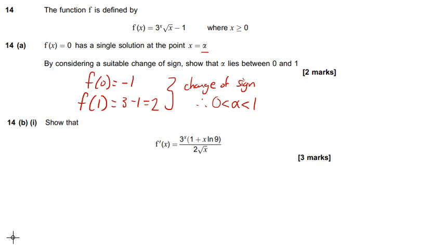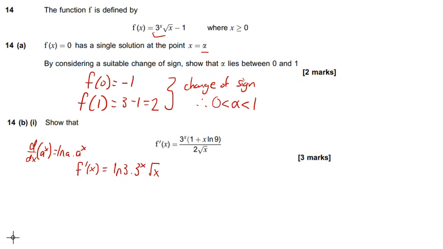Then the derivative f primed. So we've got to use the product rule for the first term there. So 3 to the x, the derivative of a to the x is ln of a multiplied by a to the x. So the derivative of 3 to the x is going to be ln 3 times 3 to the x, and then leaving the square root of x alone.